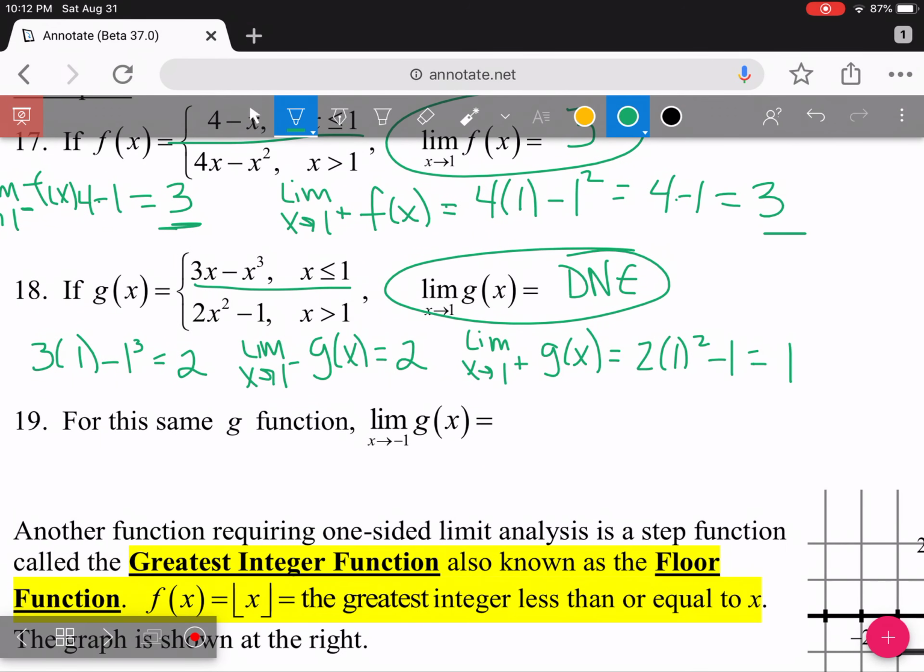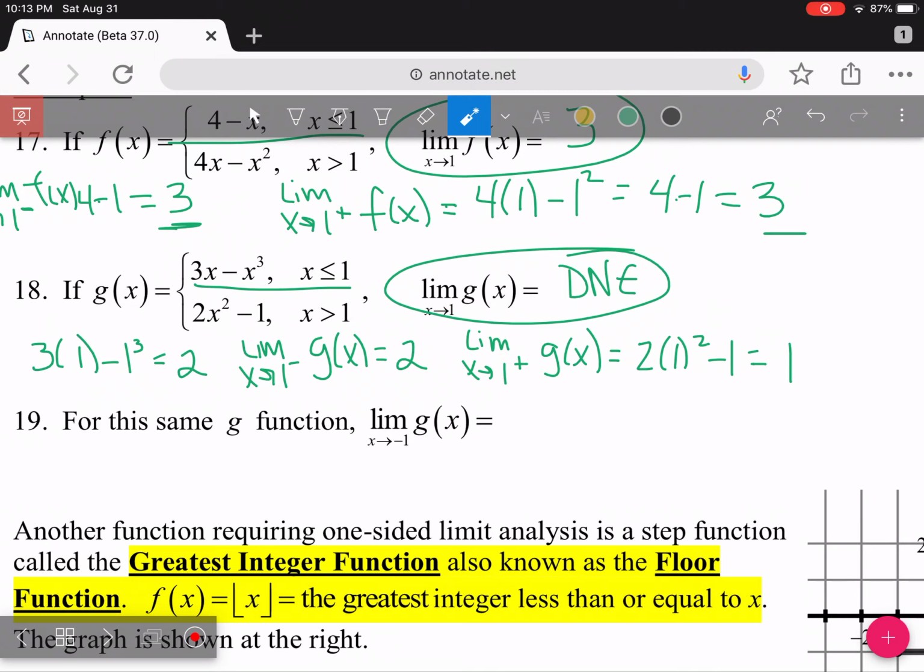Okay, and so for the same function, we want to find the limit as x approaches negative 1. Well, if you look at this, what is the function at x equals negative 1? This function is only valid if x is greater than 1. So when x equals negative 1, we're just using this function completely. This other function doesn't even exist yet. It's too far over on the graph.